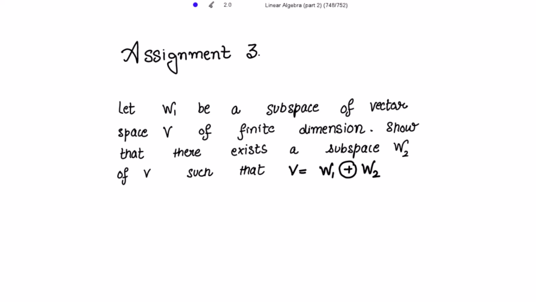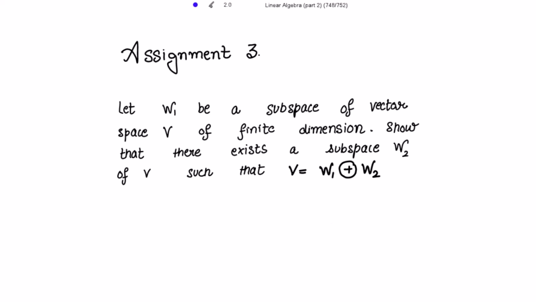This is a very important assignment that also explains the concept of direct sum of subspaces. Let W1 be a subspace of a vector space V of finite dimension. Show that there exists a subspace W2 of V such that V is equal to the direct sum of these subspaces.